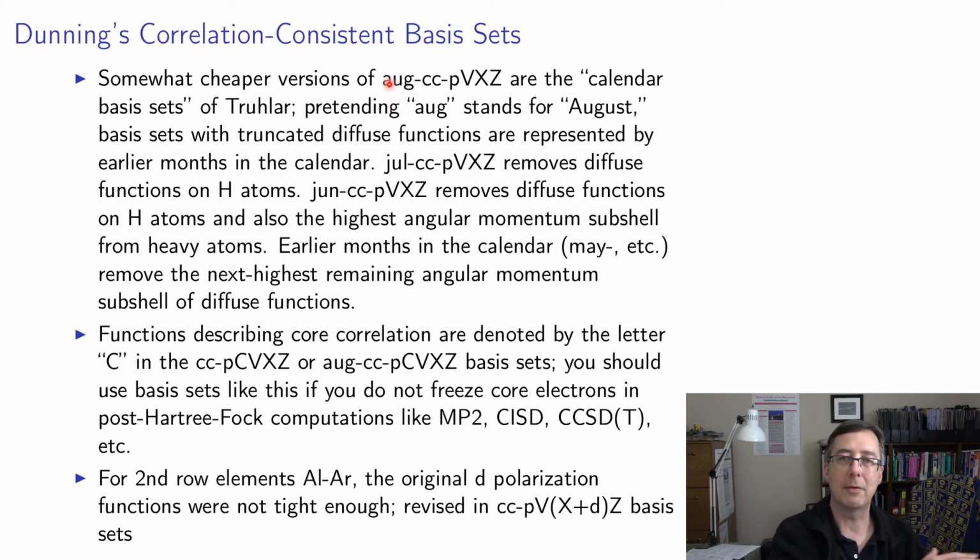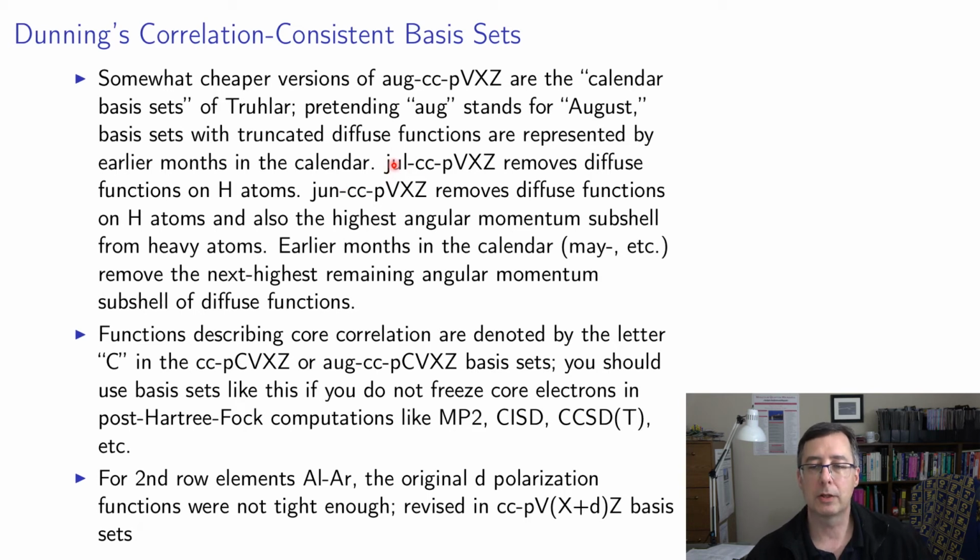And if I pretend that, it gives me a convenient way to name things. If I start chopping out some of those extra diffuse functions, because adding a set of diffuse S, P, D, and F, depending on how far you have to go, is usually overkill for most things. So you can cheat a little bit and say, I'll add diffuse S and P, but I'm not going to add diffuse Ds. Or maybe I won't add diffuse functions to hydrogen. And if you start making those approximations, then it's nice to have a convenient name for them. And so Truhlar gave us those names.